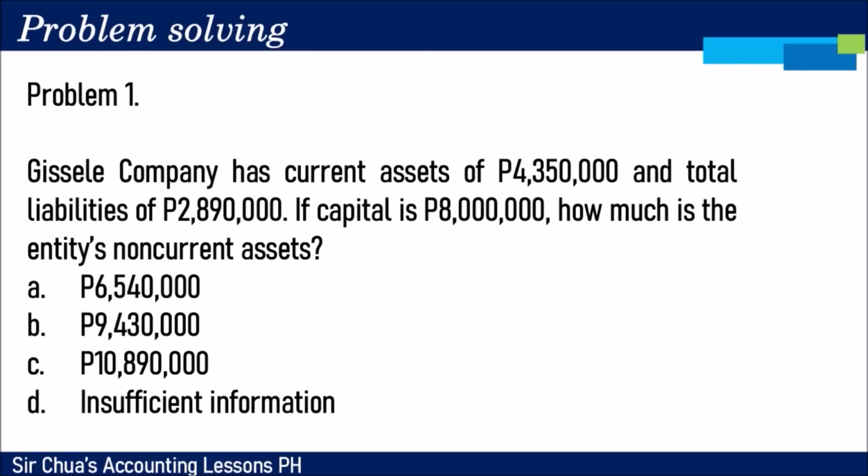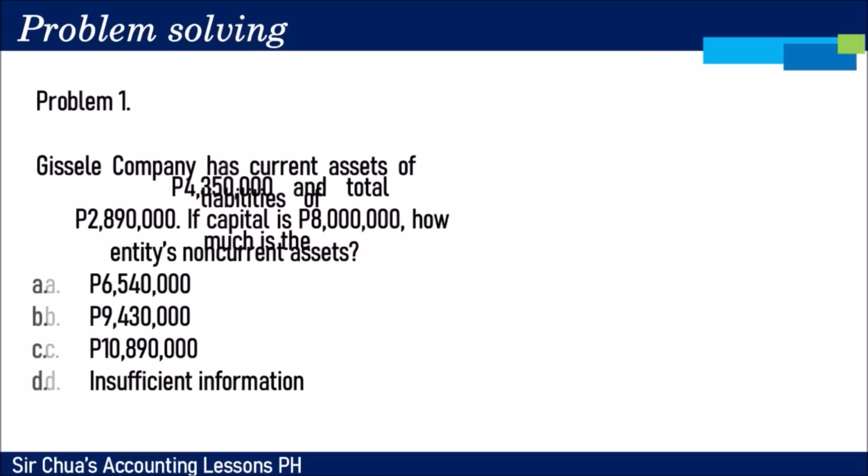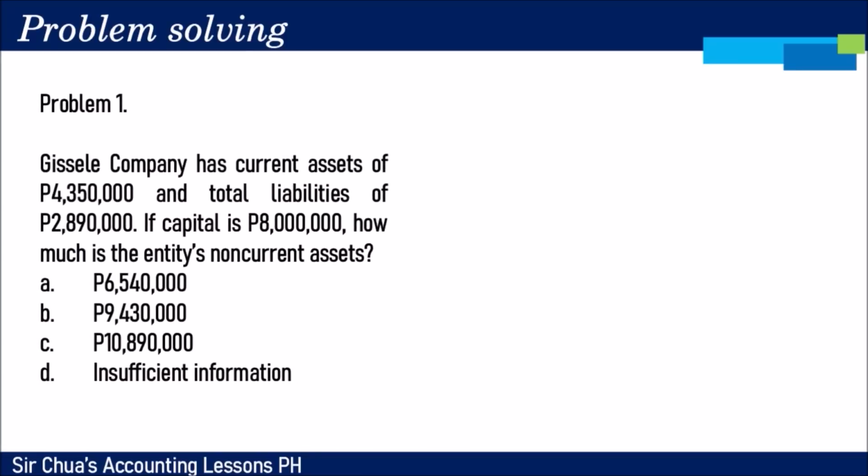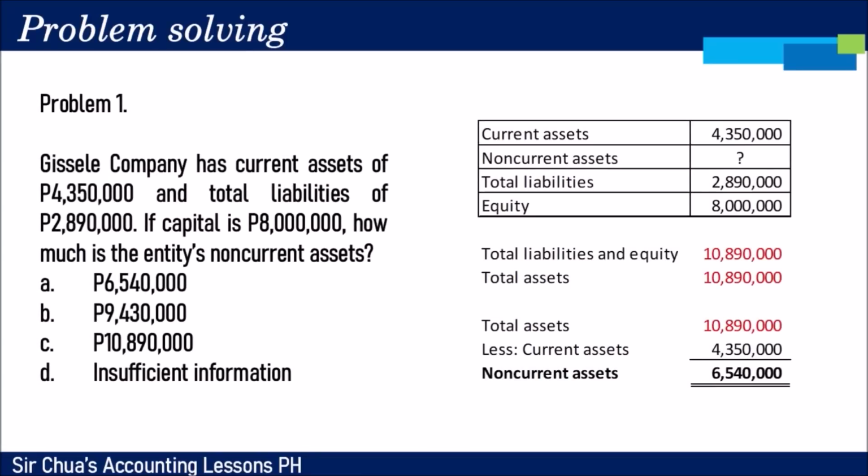Okay, so assuming pinost nyo at sinagutan nyo muna, solve na natin yung problem. Ganito po siya, no? Ang given natin, meron tayong current assets na 4,350,000. Ang hinahanap sa problem, non-current asset. Pero binigyan ka naman ng total liabilities at saka ng equity. So, dahil binigay naman yung total liabilities and equity, pag-addin mo lang yung dalawa.